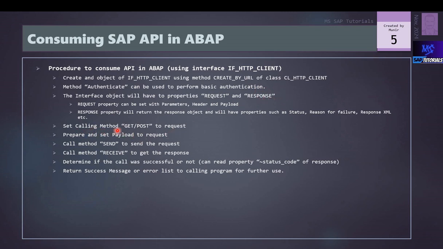Now to set the calling method, whether get or post, we have to do it in the request object. The payload we also pass in the request object, then call the method send to send the request. Once the request is sent, we can use the receive method to get the response back. The receive method will have a successful status, which is 200 and above, till less than 300, and it also has the reason for it.